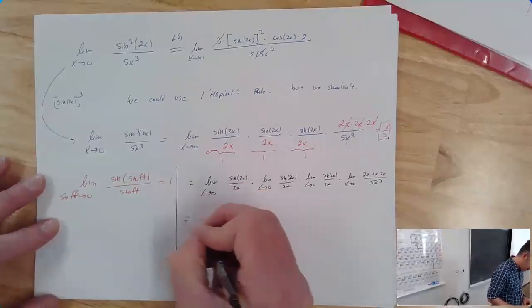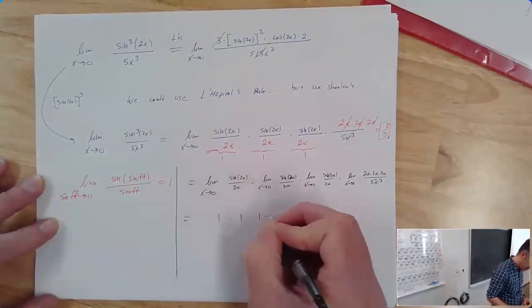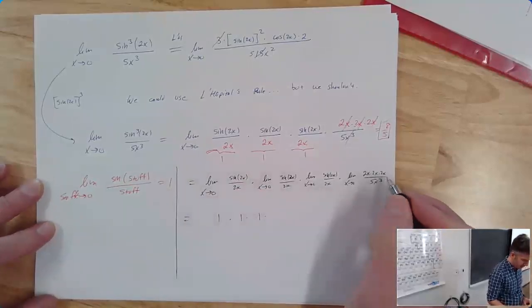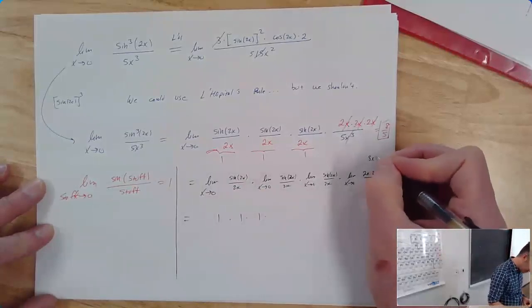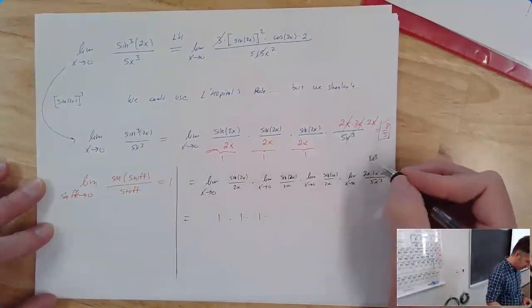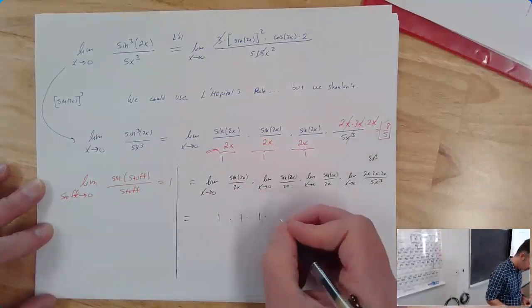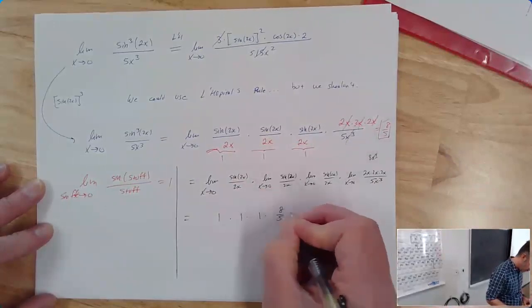Right. So this is going to be 1 times 1 times 1 times 2x times 2x times 2x. Well, that's really just 8x cubed, and the x cubes cancel. So you end up with 8 over 5, which is 8/5.